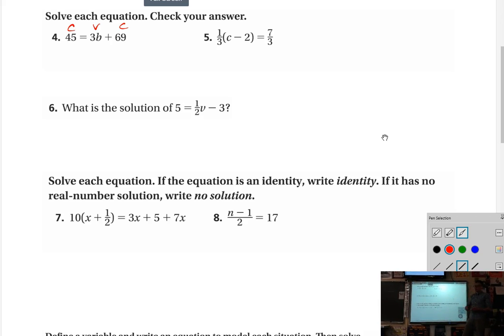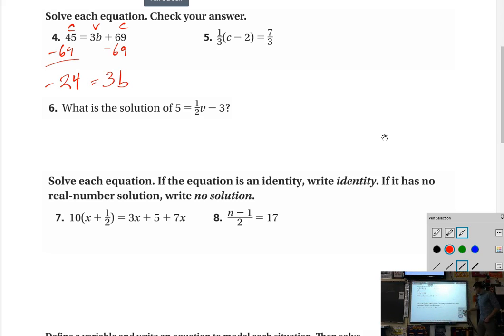So there are two ways to solve this, and I'll show both ways on the first one because it's kind of easier. So way one we'll do in red, I guess. If I subtract 69 from both sides, then 45 minus 69, the difference between them is 24. So this is going to give us negative 24 is equal to 3b.